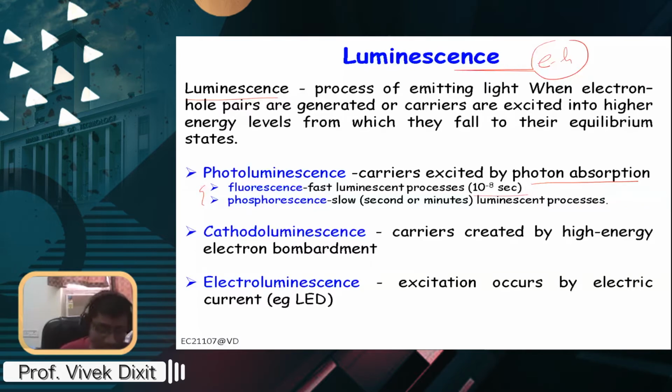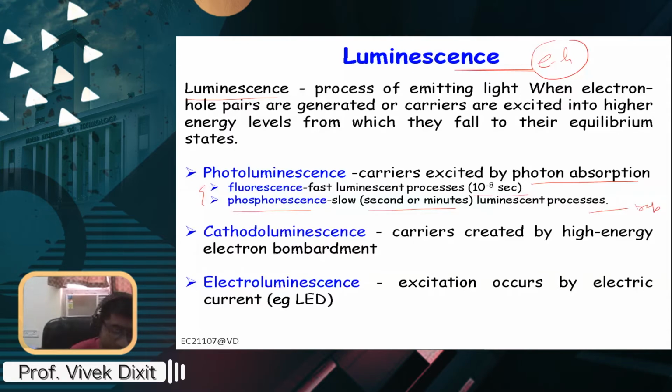But if, for some reason, these carriers are trapped and are not able to recombine so fast, that process is called phosphorescence. That means the process is long. It takes seconds to minutes. This happens when there are trap levels, so that these electrons and holes are trapped. Those traps have some lifetime, so it takes some time to take those carriers out and recombine. Such materials are called phosphors.